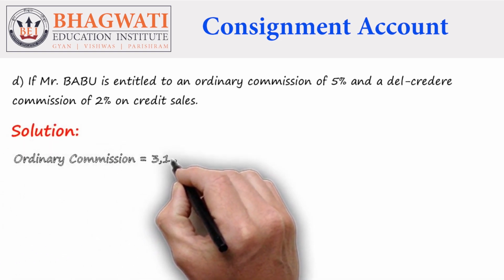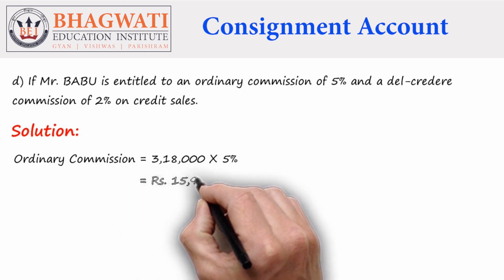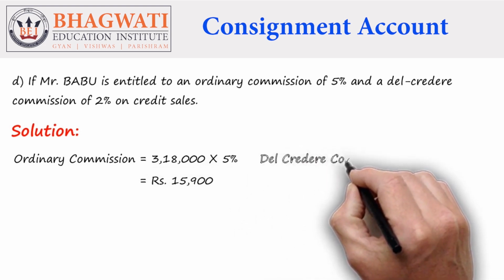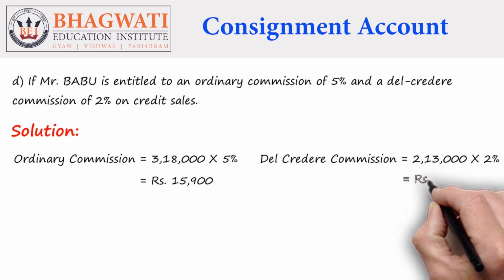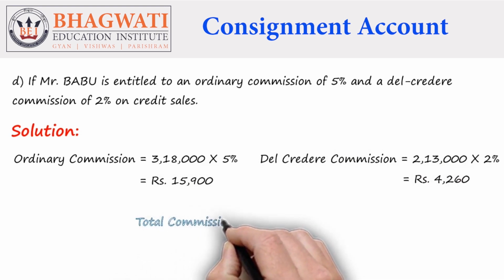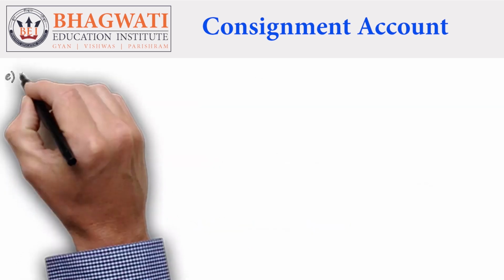Ordinary commission will be 3,18,000 into 5%, which we had already calculated, 15,900, and Del credere commission will be 2,13,000 into 2%, which is 4,260 rupees. Therefore, my total commission will be 15,900 plus 4,260. That is nothing but 20,160. Clear? Let us discuss the next case.